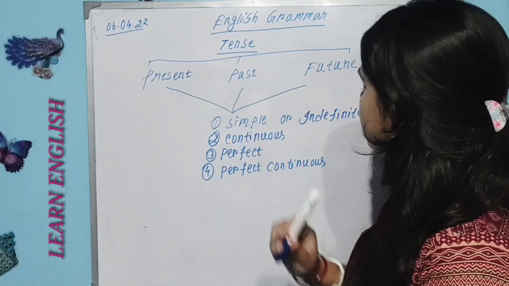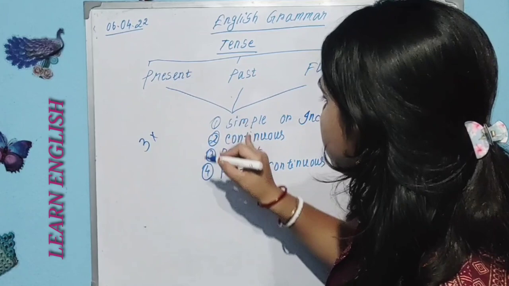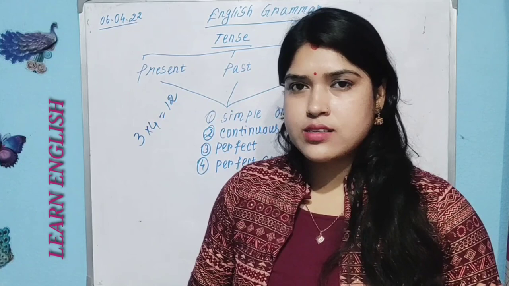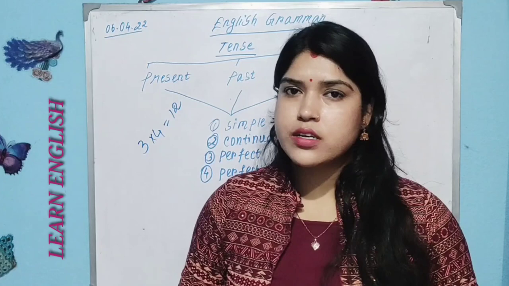So all together there are three times four, that is, 12 tenses in English grammar. So today we will learn simple tenses. That is simple present tense, simple past tense and simple future tense. So first, I will discuss about simple present tense.